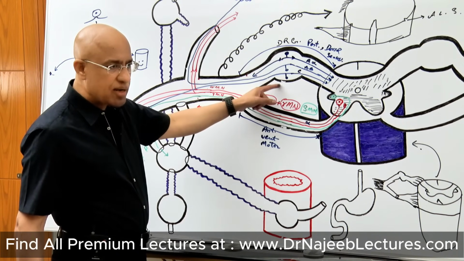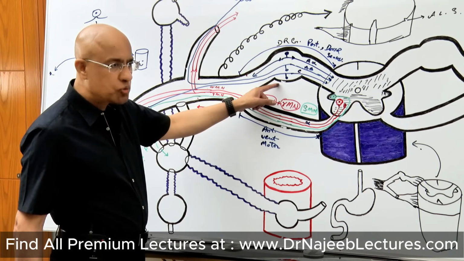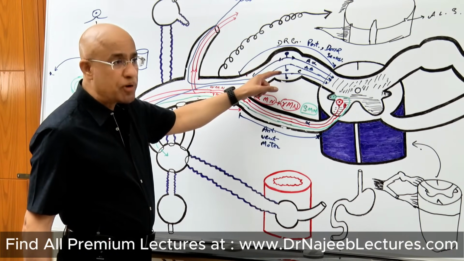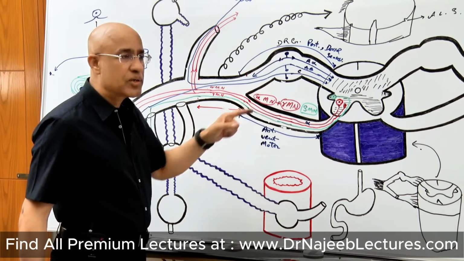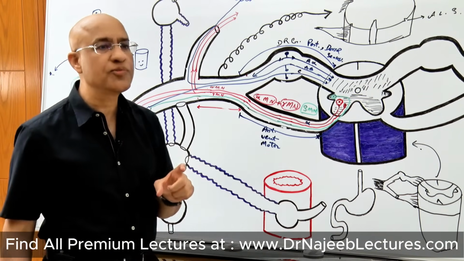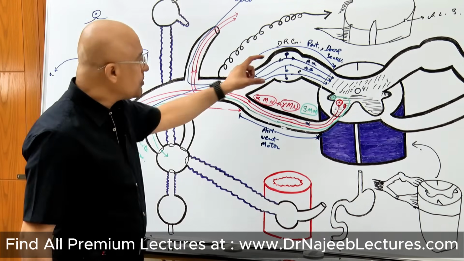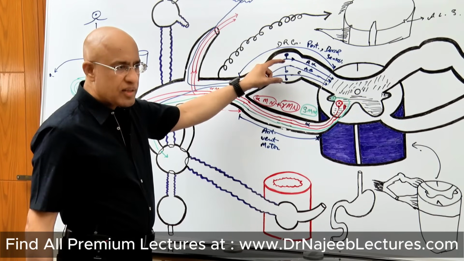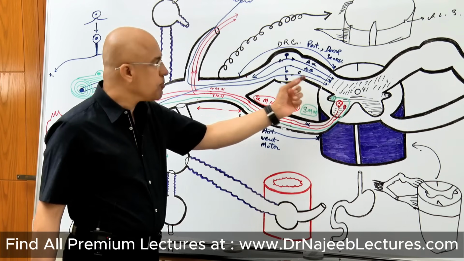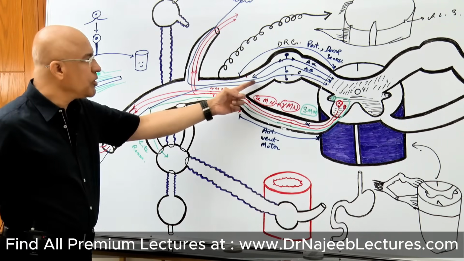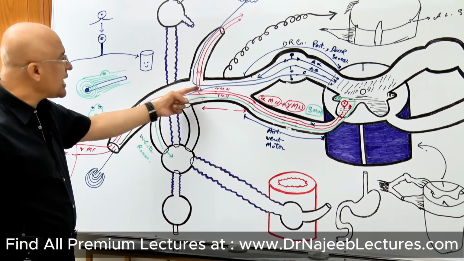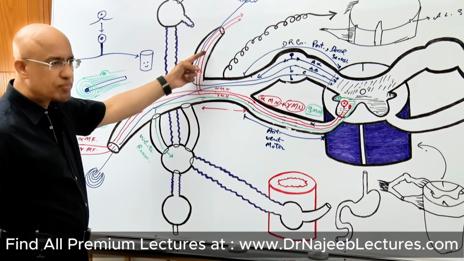Dorsal root has a ganglion which has what kind of cells? Pseudo-unipolar cells. And they have multiple types of fibers with different myelination, which have different velocities and carry different modalities of sensations. The central processes are connected to the spinal cord, and the peripheral process moves through the posterior root to the spinal nerve proper, and then they enter into what?